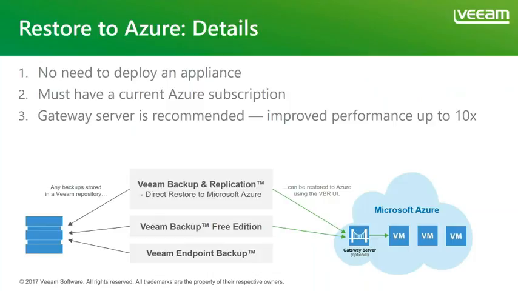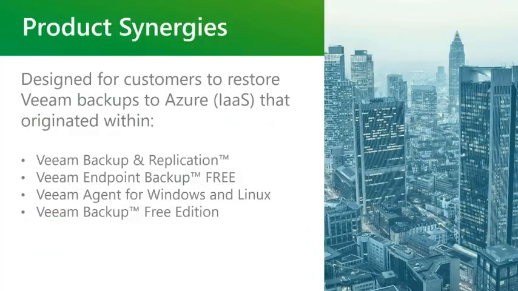The only thing that you must have is your credentials to Azure, and as well some kind of gateway, or as we like to name it, proxy server, is recommended in Azure, but this can be deployed directly from Veeam as well. It will improve performance of the restore process up to 10 times compared to using a pure solution. And being part of our Veeam Availability platform, it has deep, full, complete integration with Backup & Replication, with Endpoint, with agents for Windows and Linux, even with Veeam Backup Free Edition as well.